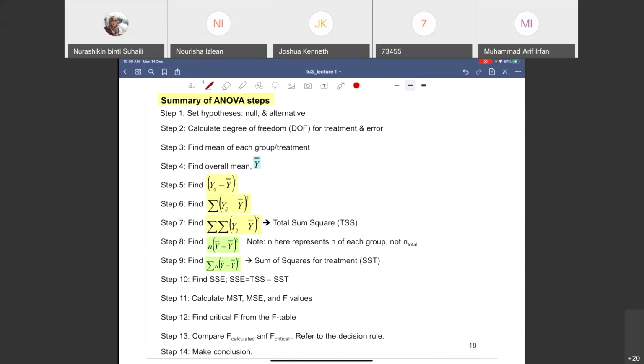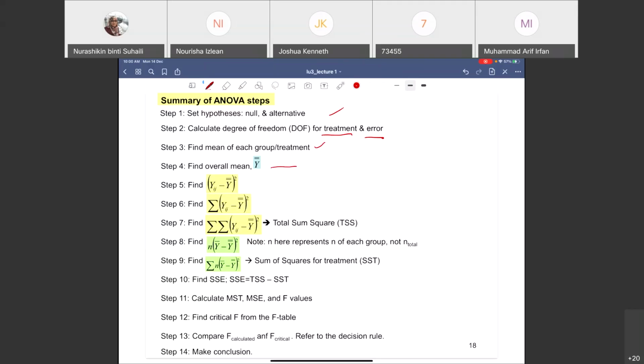First step, you have to set the hypothesis. Depending on how many samples you have, you have to state it specifically. If you have 3 samples, you put all the 3 means, right? If you have 5, then you put 5. And then you have to calculate the degrees of freedom for the treatment and error based on the formula that I mentioned just now. Find the mean of each group. I'll show this one specifically in the problem, but just to give you an idea what you have to find out. Overall mean, the mean of the data for all the samples. Mean of each group or treatment or sample, only referring to each of the samples.